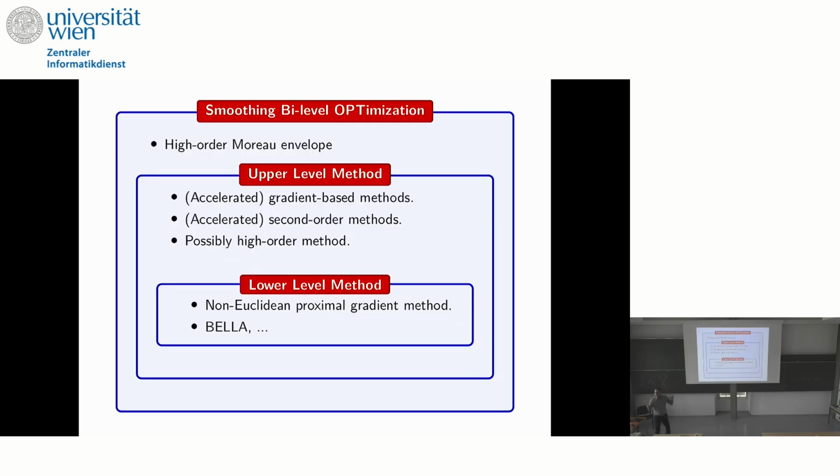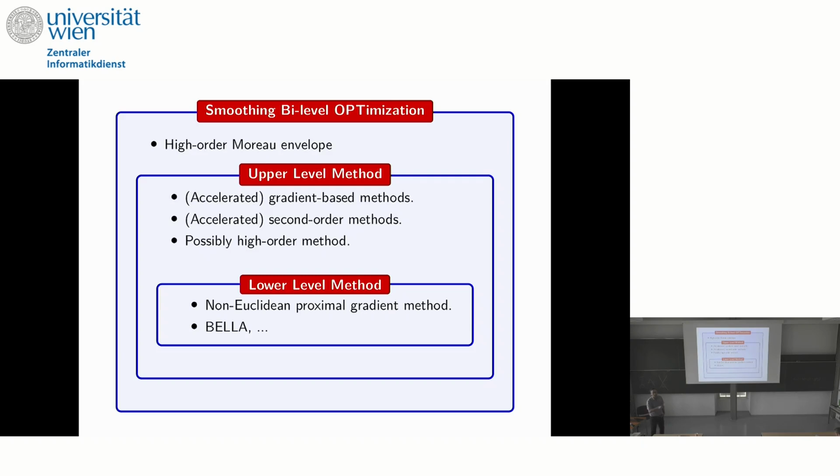Okay, so in total, we had some smoothing by bilevel optimization. Maybe people don't like the word bilevel here because we have only two levels of optimization. We consider an upper level and a lower level. So we can use accelerated gradient methods, second order methods, or possibly higher order methods based on this envelope. And inside, how to solve a subproblem is still something we need to deal with.